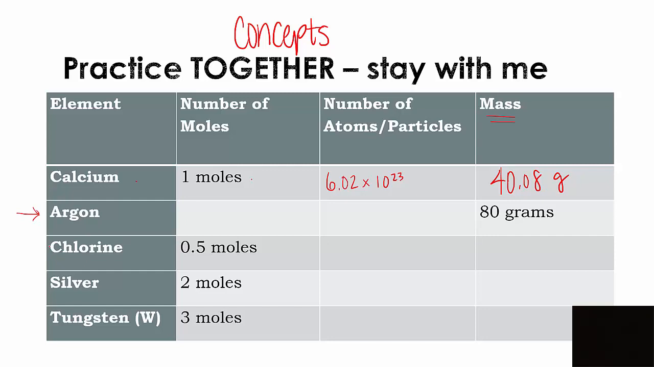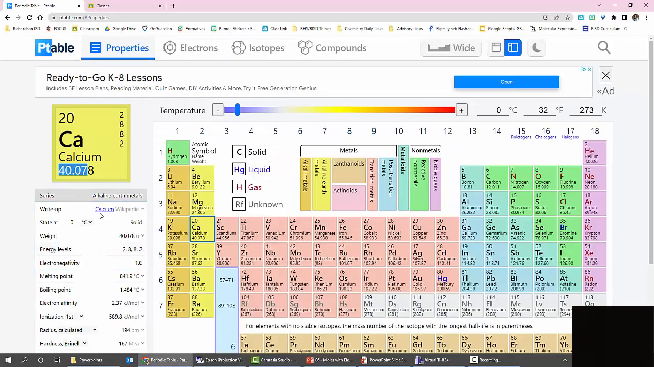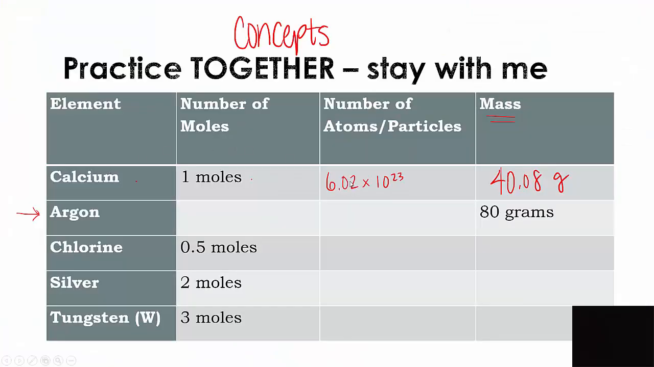All right, y'all, next let's look at argon. Let's find argon on the periodic table, over here in the noble gases. Argon has a molar mass of 39.948. I'm going to round that off to 40 just to do some estimations. So argon has a molar mass of 40, so 1 mole is 40 grams. But in this problem, I have 80 grams. That's twice as much, so that's going to be 2 moles.